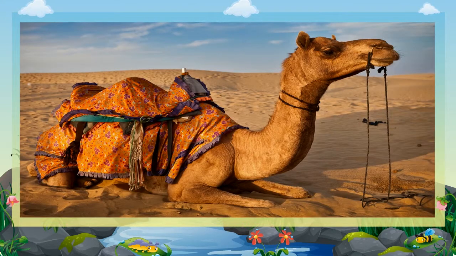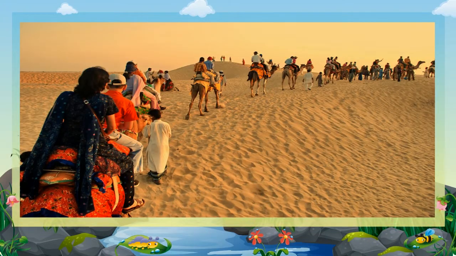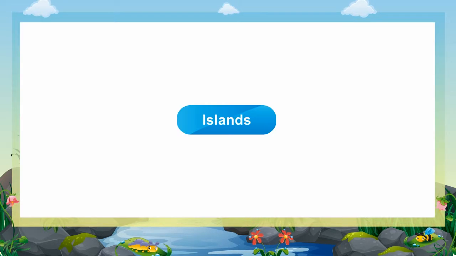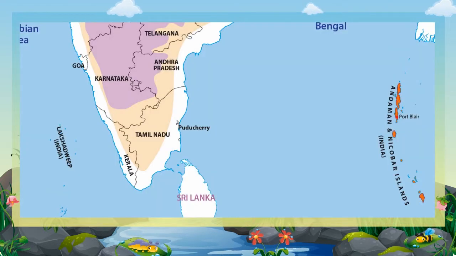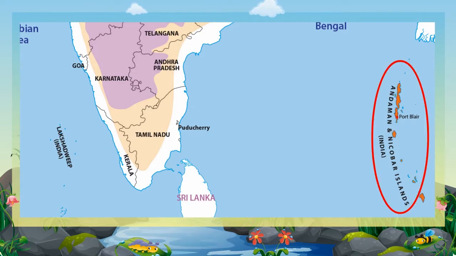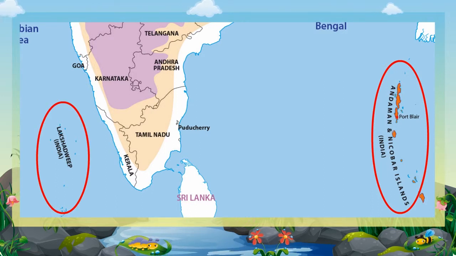The camel is called the ship of the desert. It can survive and work in the desert without drinking water for many days. Islands. You must have seen vast stretches of land on the map, which are completely surrounded by water. These are called islands. The Andaman and Nicobar Islands situated in the Bay of Bengal and Lakshadweep Islands in the Arabian Sea are the examples.